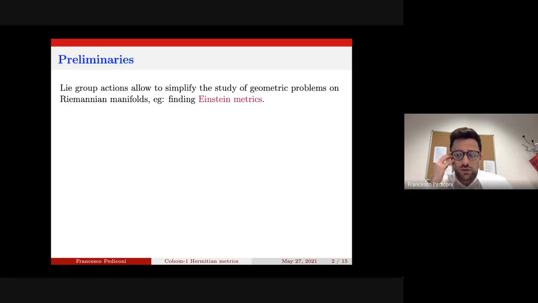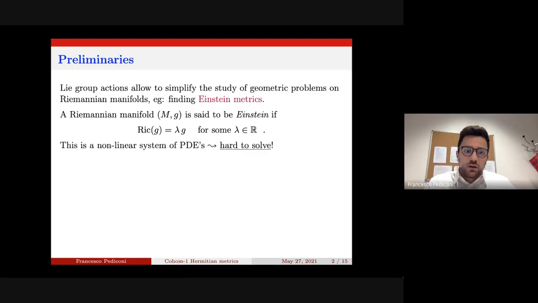So in general, you know that in differential geometry, we use Lie group actions in order to simplify the study of geometric problems. For example, one famous problem in Riemannian geometry is the finding of Einstein metrics. Let me recall that an Einstein metric is a metric whose Ricci tensor is proportional to the metric itself. So Ricci is equal to lambda g for some constant lambda.